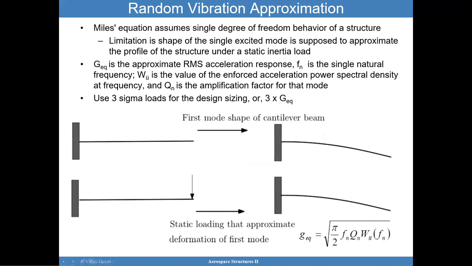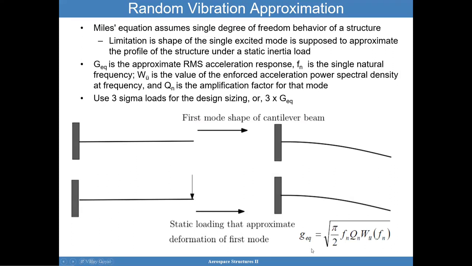So the Miles equation really assumes a single degree of freedom behavior of a structure. The limitation is that the shape in this case is excited by a single mode, and it's supposed to be an approximation of the profile of the structure under static inertial load. In this case, I had the first mode shape, and you can see here that the first mode shape looks a lot like if I were to apply a static load to this structure. So that's an approximation because a static deformation may not look like the first mode shape. So you can calculate the equivalent RMS value that can be applied to this structure.